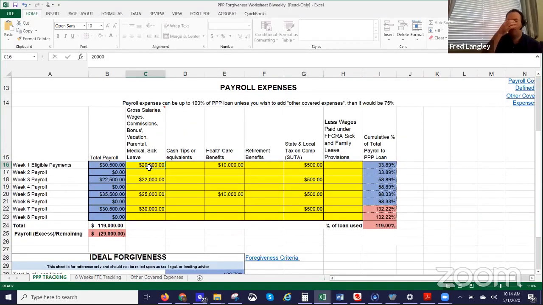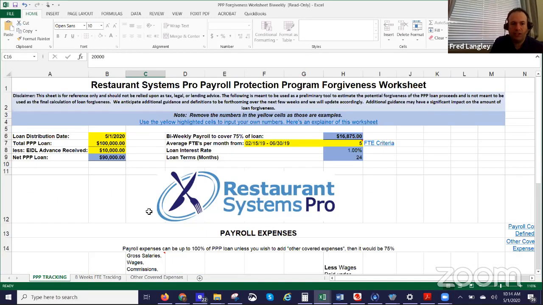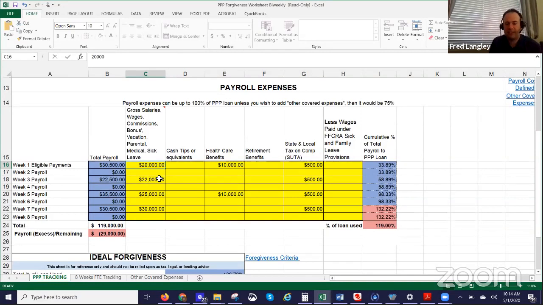And what I'm going to advise you to do is, once you get to this table down here, put in what you're expecting your payroll to be, your best guess, in this week one. So in the first week of eligible payments, let's say we're ramping down and we have a $10,000 payroll here. And then we're going to ramp up and we have a $15,000 payroll, right?